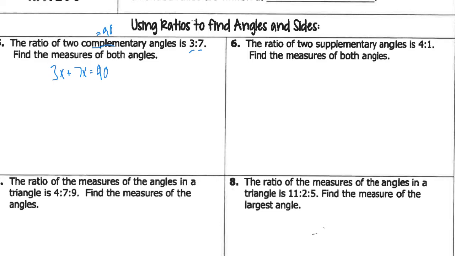Then you just add up the 3 and 7, we got 10. So 10x equals 90. And you just divide by 10 to get the x. Now, x is not the answer. X is what I call the multiplier. So we have x equals 9, right?